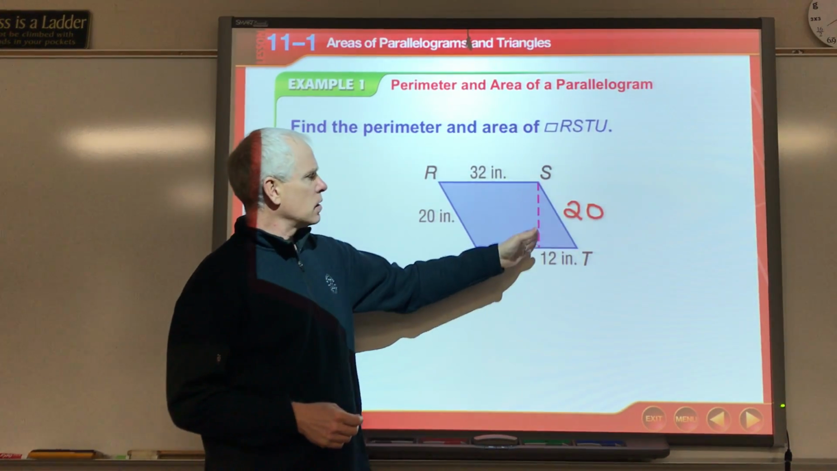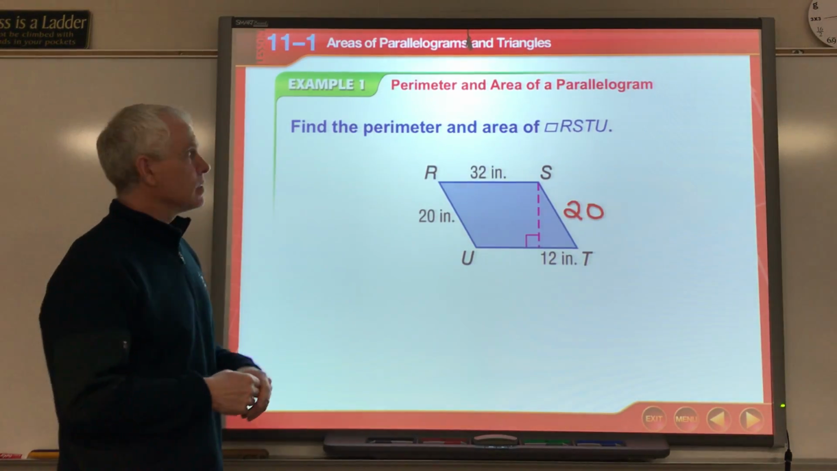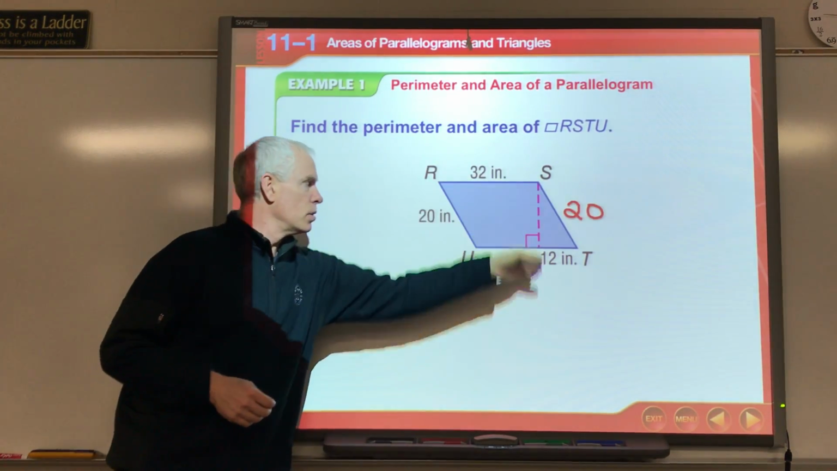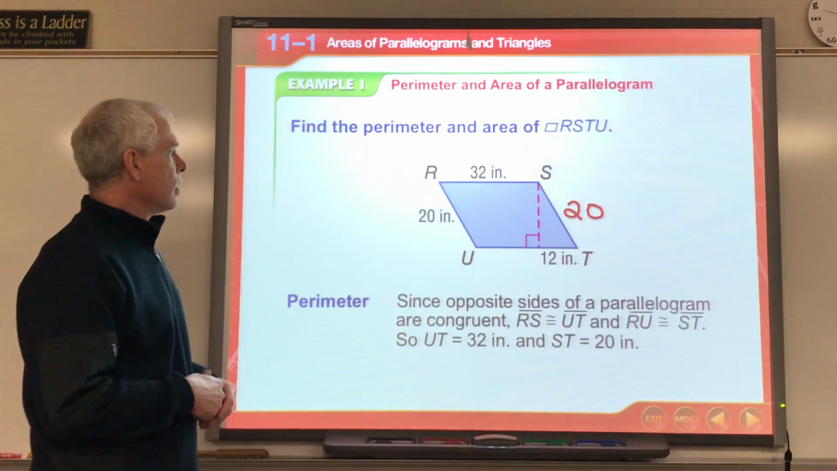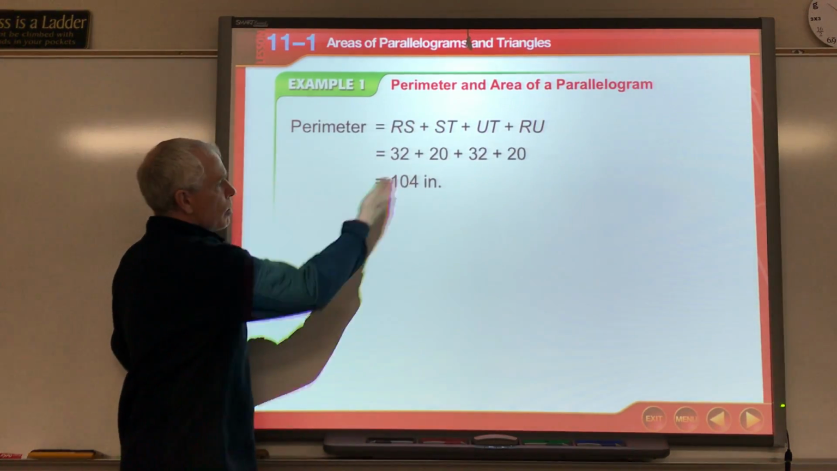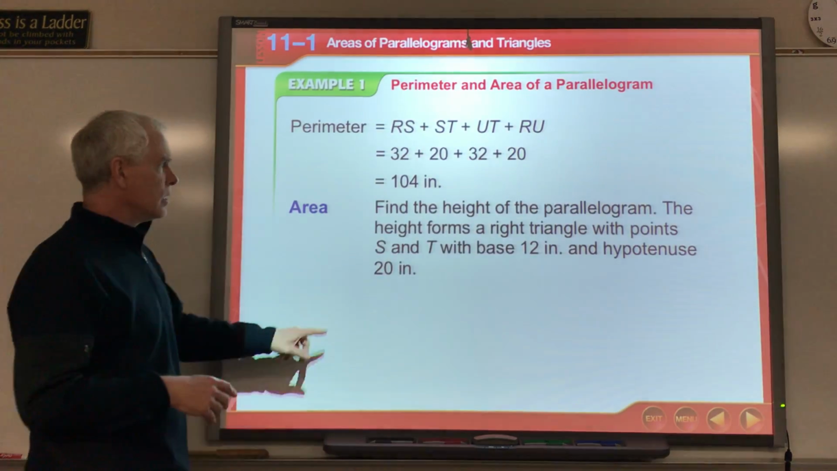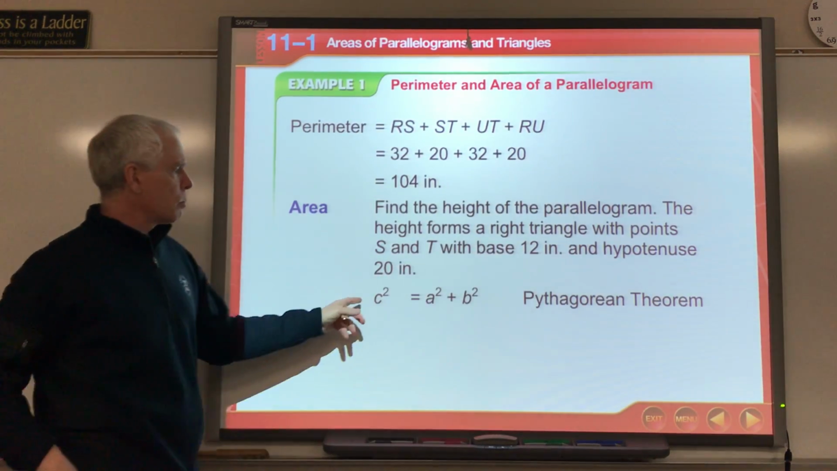12 squared plus the height squared should equal 20 squared. That's going to help me then determine what the height is, and then I can go base of 32 times the height to determine the area, okay? So I've got a little bit of work to do first. Perimeter is easy. We said we would just add up the 4 sides. Area, I first need to find that height, okay? So I'm going to use the Pythagorean theorem.